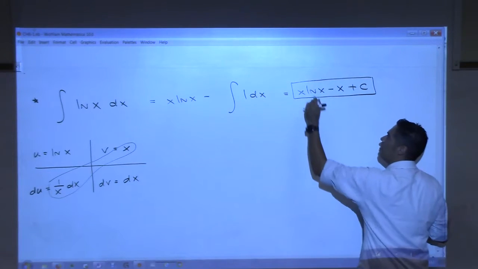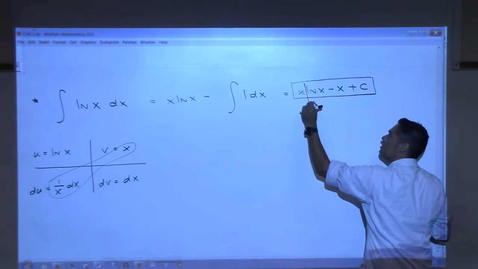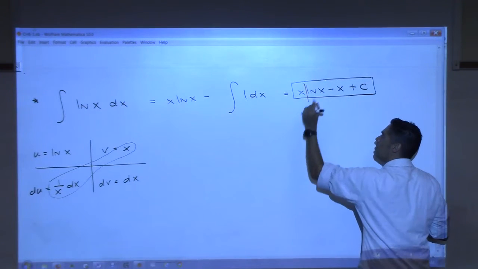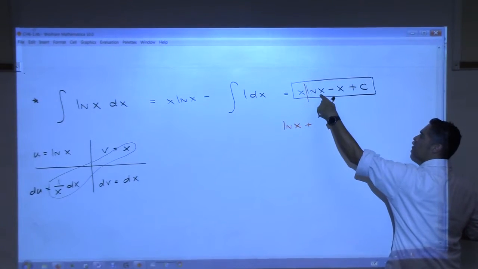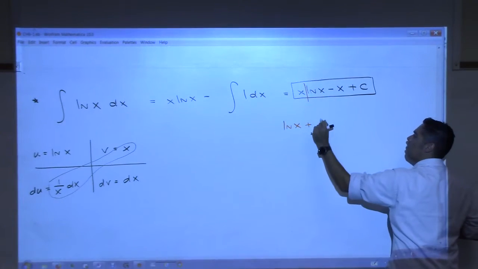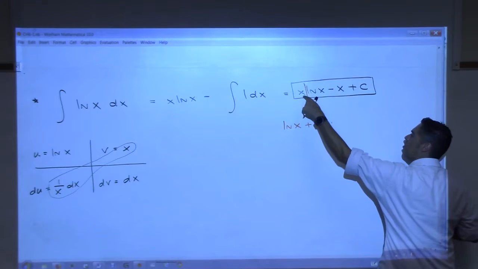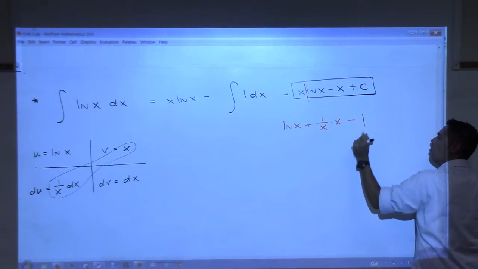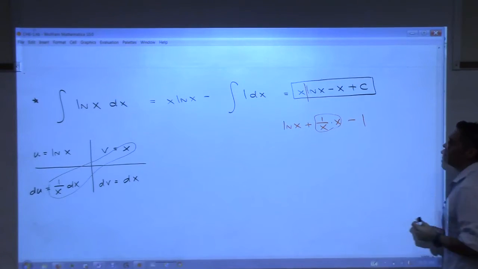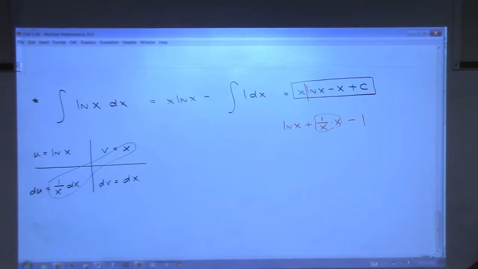Just to verify, that's a product. So product rule would say derivative of that, which is 1 times this, plus derivative of natural log of x, which is 1 over x, times this one, x, minus the derivative of x, which is 1. And this right here is 1. So you get 1 minus 1 is 0, and you get natural log of x. So it works. So feel free to use that.